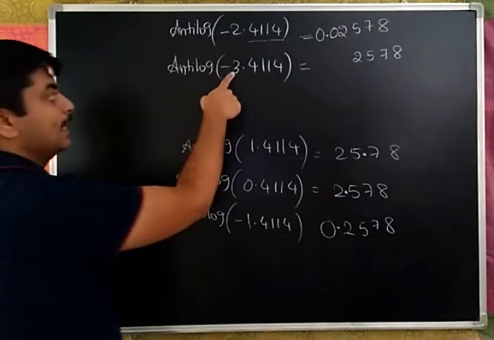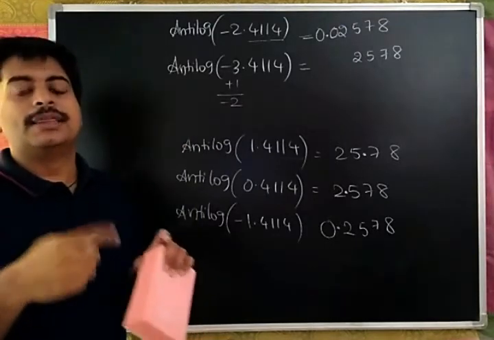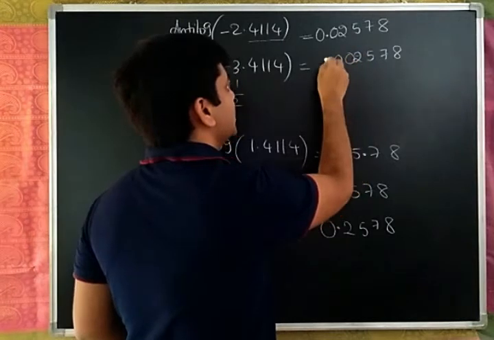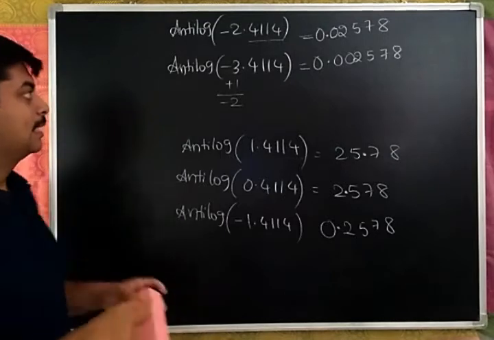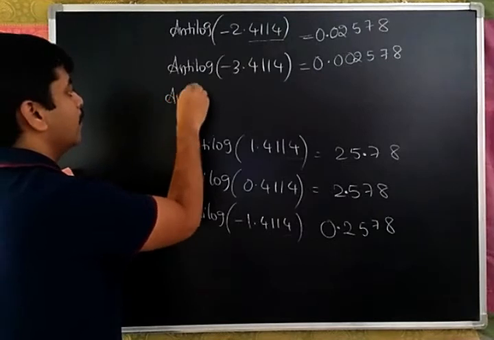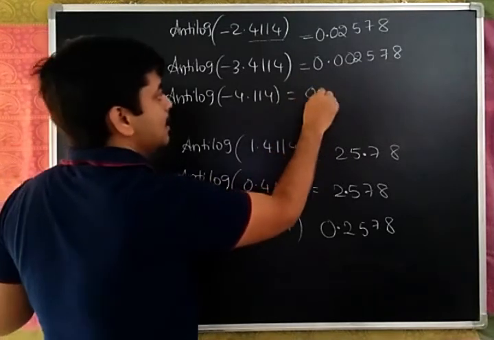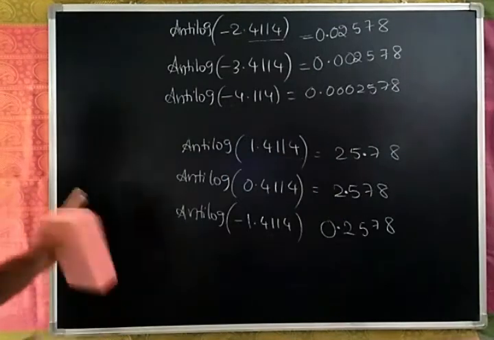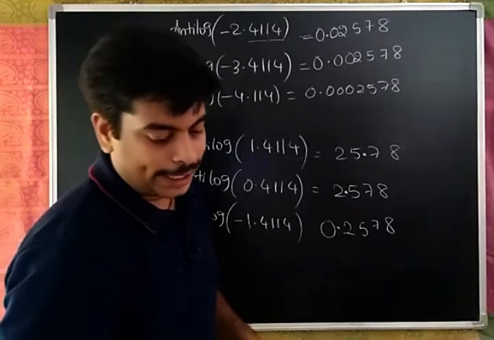2578. And minus 3, if you add 1 to that, it becomes minus 2. So negative 2 represents that you need to keep two zeros, and then you need to keep a decimal point. So it is 0.002578. Let us see one more. The same thing, but let us go for one more. Antilog of minus 4.4114. So just by seeing, you can say that it is 0.0002578. Understood how this pattern is moving? Yes or no?